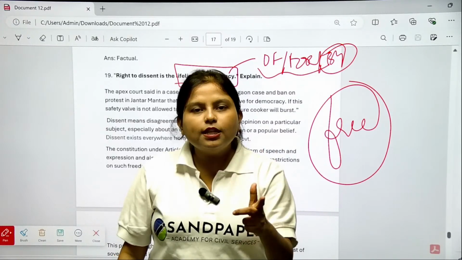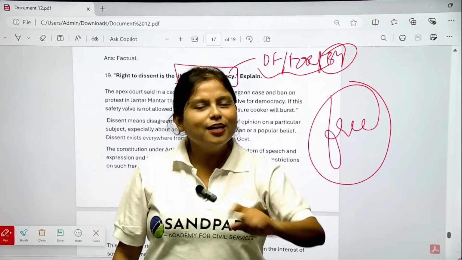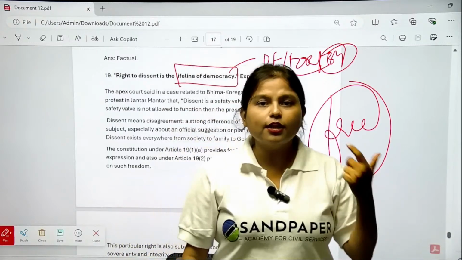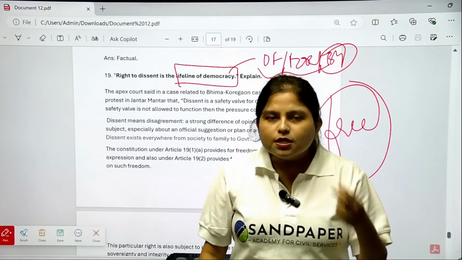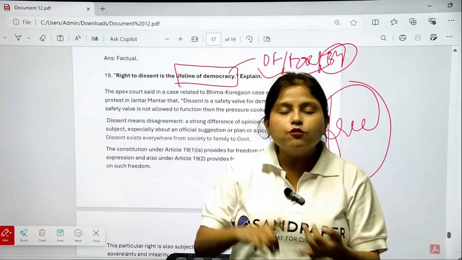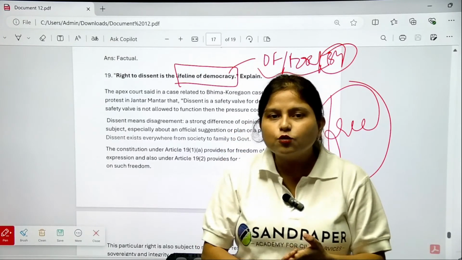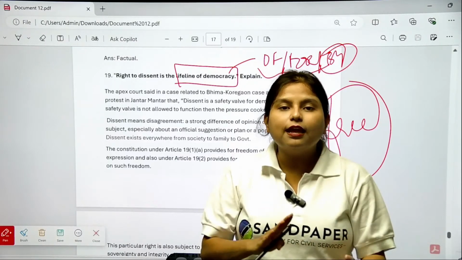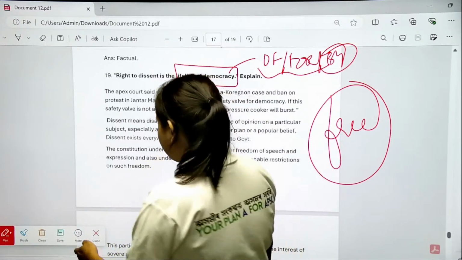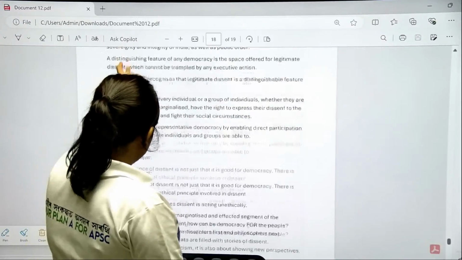If you have not written this context, your right of dissent will not come out clearly. So if you have written this question, then you must have mentioned the cases, you must have mentioned the context, how Supreme Court says it's a safety valve, how Supreme Court says that if pressure is not released, it will not lead to a good democracy, and how dissent is the lifeline of democracy. Okay, and it's a very good 15 mark question this is. Let's move ahead. I think we are going to the final question.